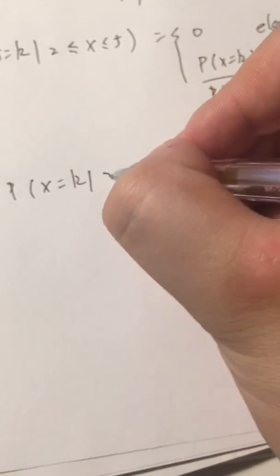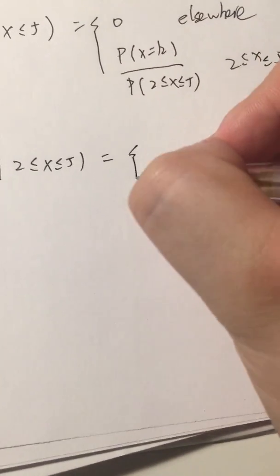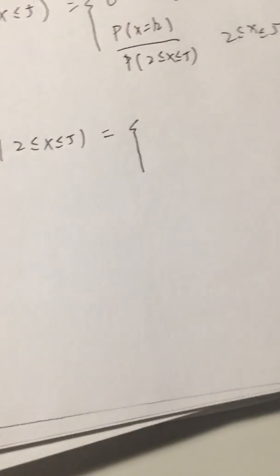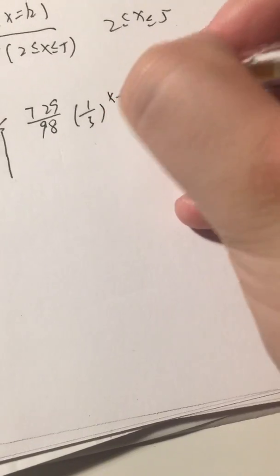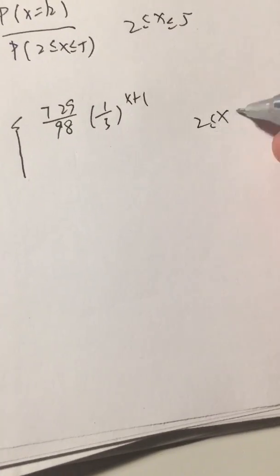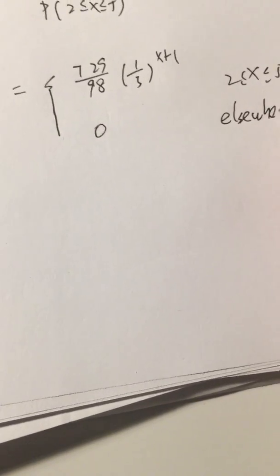the probability when given this condition is 729 divided by 98 times (1/3) to the power x plus 1 when X is in this range, or equals 0 elsewhere.